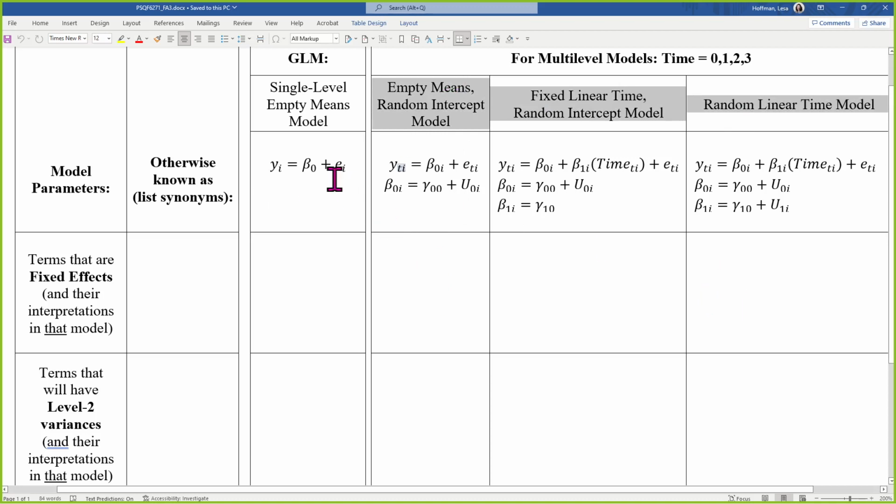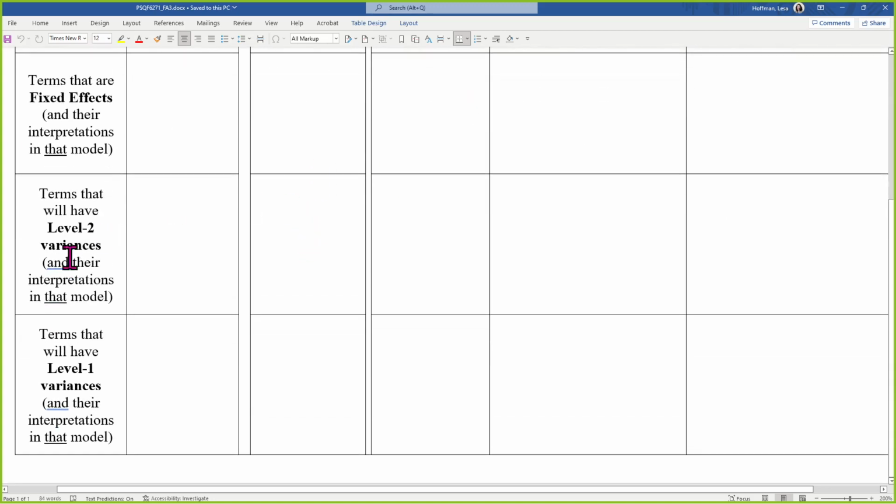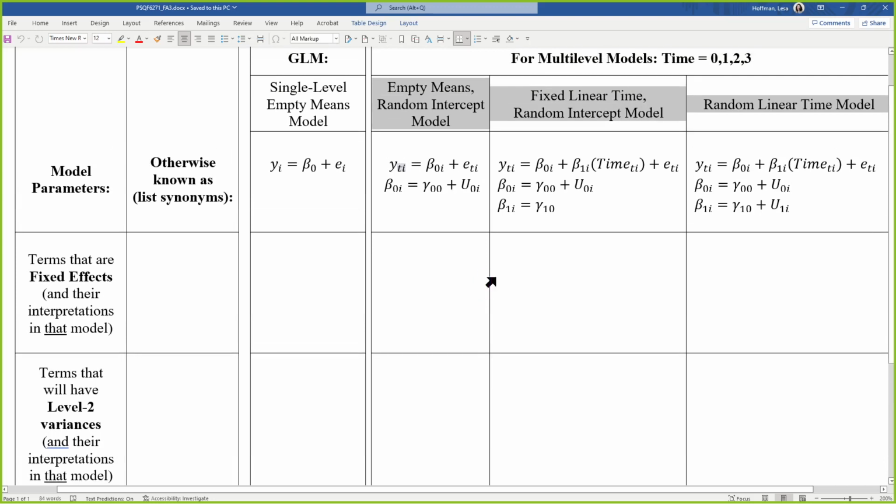And so I'm looking for you to identify the fixed effects, the terms that will have level 2 variances, so those would be the random effects, and then the terms that will have level 1 variances. And as per our usual, we will go over this in class, and I will post an answer key once we're finished so that you can compare your answers to what I wrote down. So try to do it as best you can from memory, but if you need to go back to the notes, of course, that is fine. So any questions on this little activity? Due Monday night. 2 points for giving it a shot.